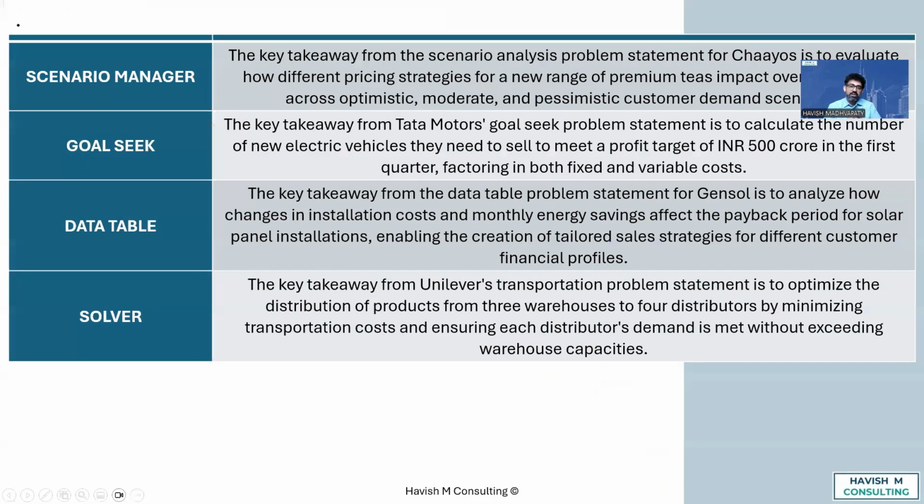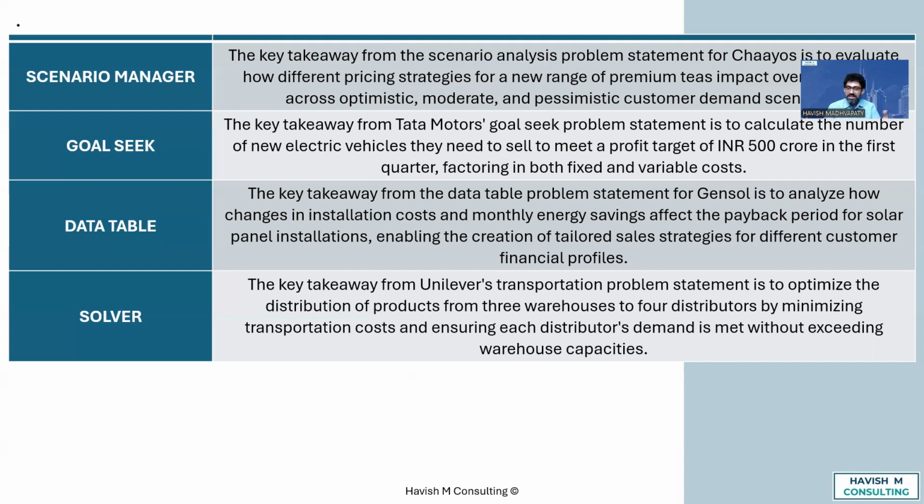For the scenario manager, I'll be taking an example from Chios, where the example is that they are creating a new product line, a high-priced premium tea, and they want to understand what impact will that have on the top line. So they want to create an optimistic, a moderate, and a pessimistic scenario. Every business, when you launch something new, like an automotive company, of course, you expect sales through the roof and amazing pre-bookings and great feedback.